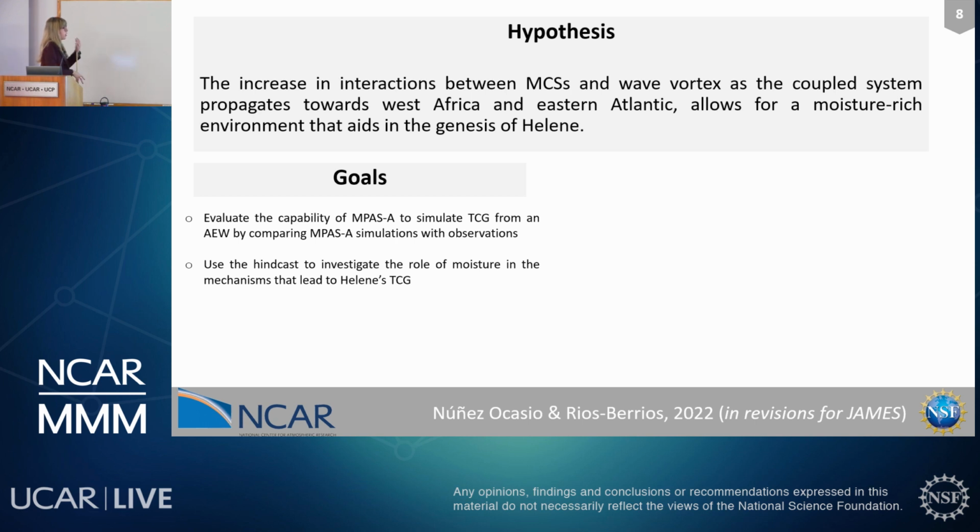And so the goal of the work was to use MPAS to simulate tropical cyclogenesis from an African easterly wave, and then investigate the role of moisture in the mechanisms that lead to the genesis of a particular case. So I've been looking at Hurricane Helene from back in 2006. And I'll focus mainly on the second aspect of this project here.